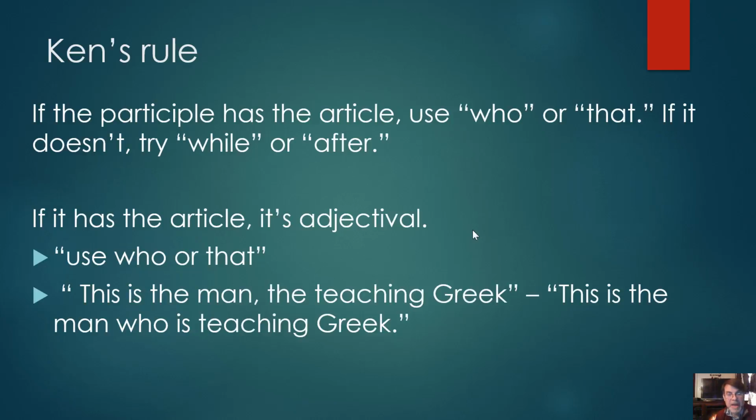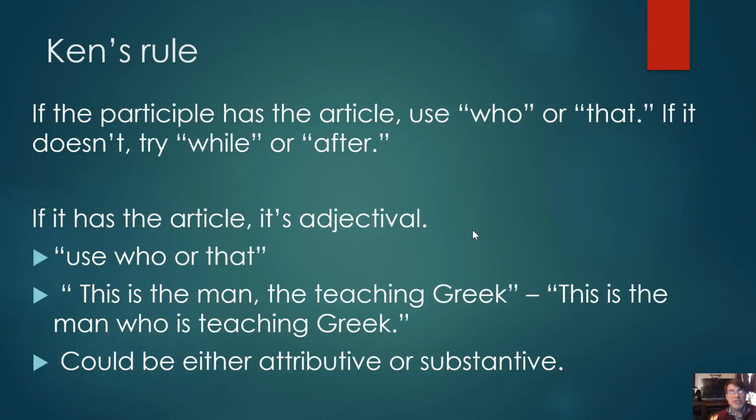This is the man, the teaching Greek. We would not say it that way in English. We would say this is the man teaching Greek. Or even better, this is the man who is teaching Greek. Notice teaching, the participle, had an article on it, the. And so I used who. This is the man who teaching Greek. Still not quite there. This is the man who is teaching Greek. Okay? So that's how that works with the adjectival ones.